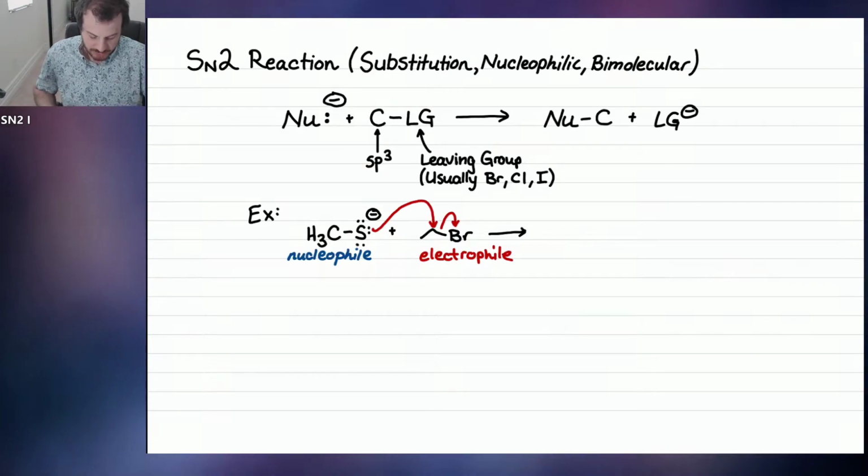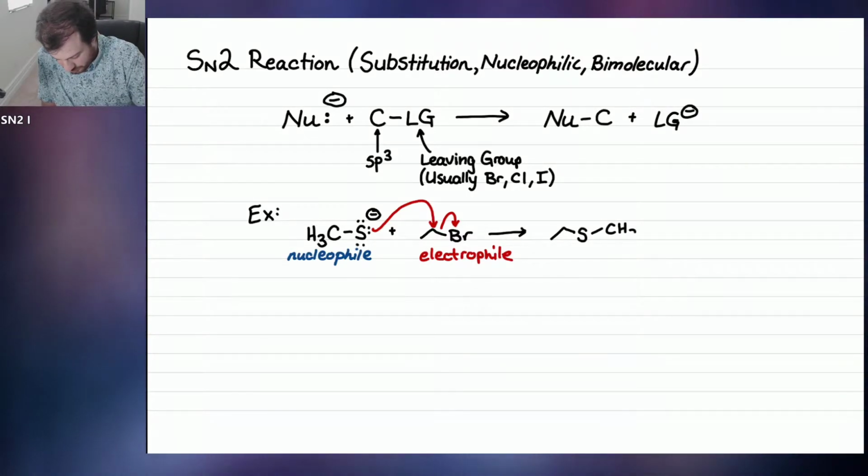Okay, now we can draw the product of this. And we have our sulfur now attached to our carbon. And we have a leaving group, which is bromine.